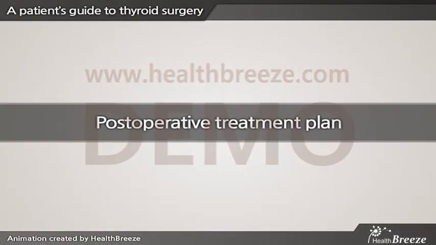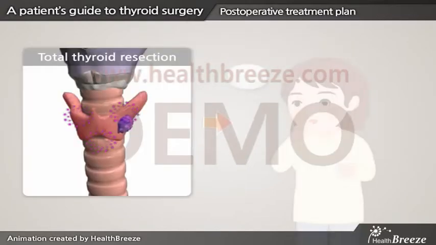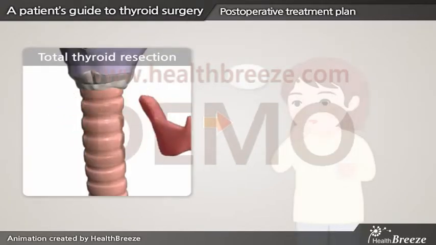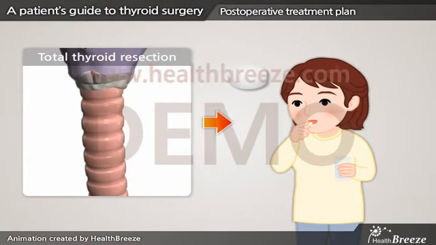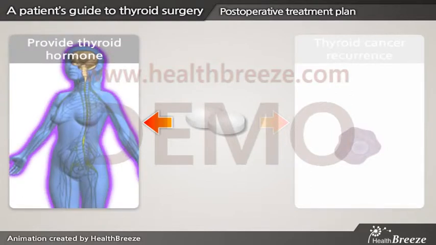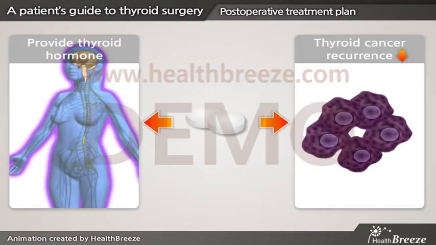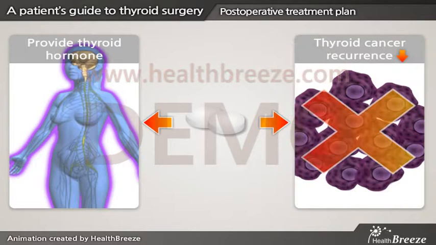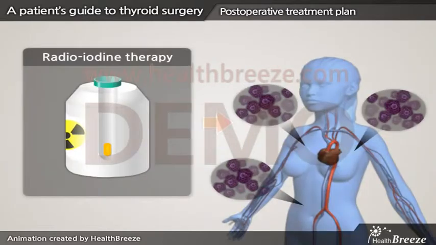Postoperative treatment plan. After a total thyroid resection, the patient will require thyroid hormone replacement therapy. This will provide a physiologic dose of thyroid hormone while acting as a suppressive treatment for thyroid cancer recurrence. Also, depending on the stage of cancer, the patient will require radioiodine therapy to destroy cancer cells remaining in the body.